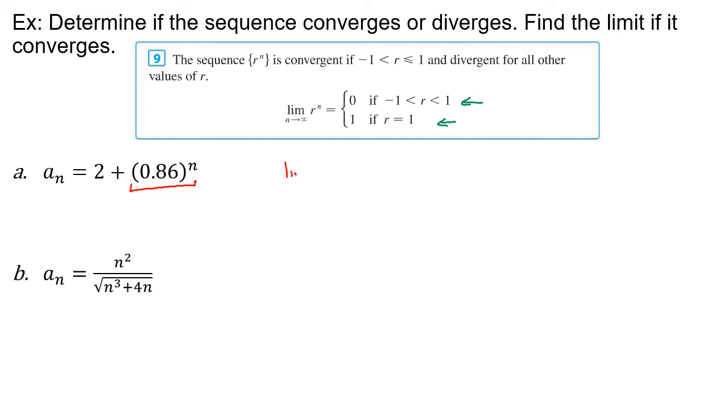If I found the limit as n goes to infinity of 2 plus 0.86 to the n, that little blue box says that this thing has to go to 0 because 0.86 is between -1 and 1. And so I just get 2 plus 0, which is 2. That converges to the number 2.